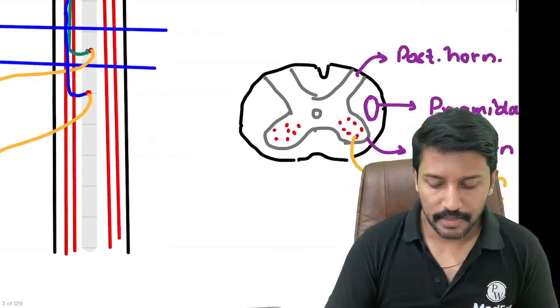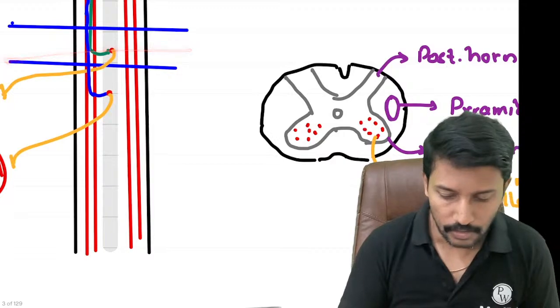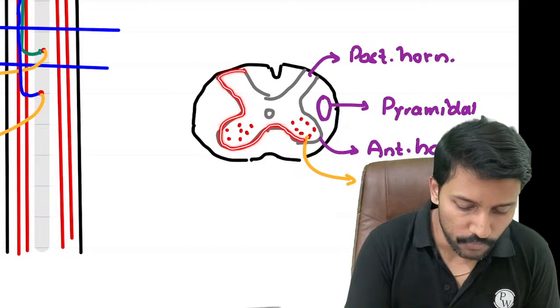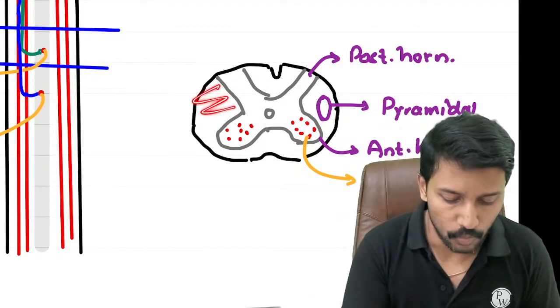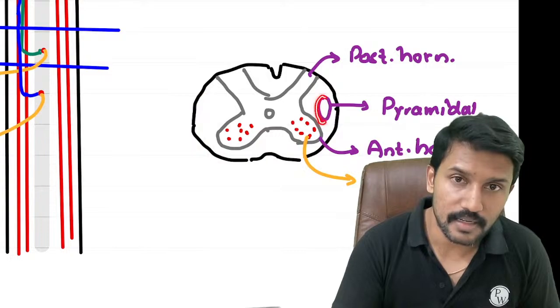Why do we call them anterior horn cells? Because when I take a cross section of the spinal cord, the cross section looks like that, right? Within the spinal cord, we have this gray matter arranged in a butterfly shape, and on the outer side we have this white matter. The tract is running in the white matter.